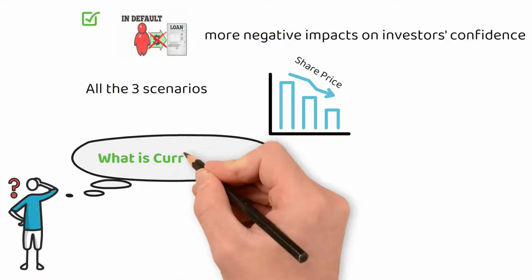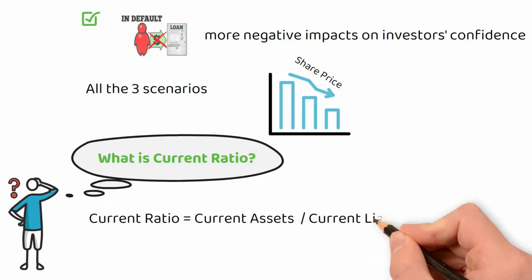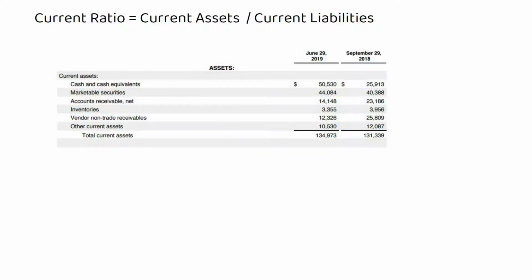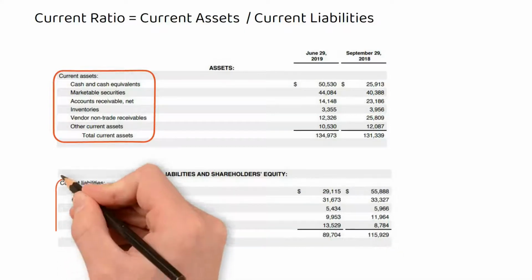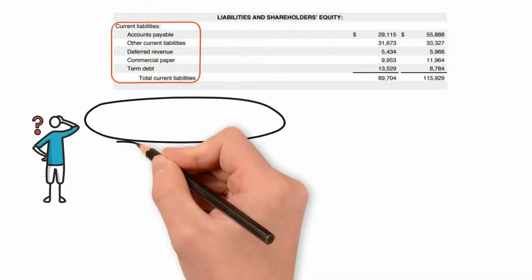What is current ratio? The current ratio is the proportion of the amount of current assets divided by the amount of current liabilities. Current assets, on a company's balance sheet, represent the value of all assets that can reasonably be converted into cash within 1 year. Current liabilities are the company's debts or obligations, on its balance sheet, that are due within 1 year.